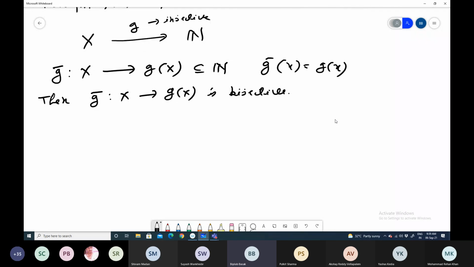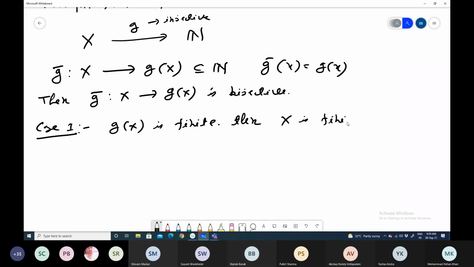See, now we have again two cases. We could have split this case previously as well, but we can split here as well. So now case one: gx is finite. Now if gx is finite, then x is also finite, because you have a bijection between x and gx, right? That implies x is countable. So we are done.